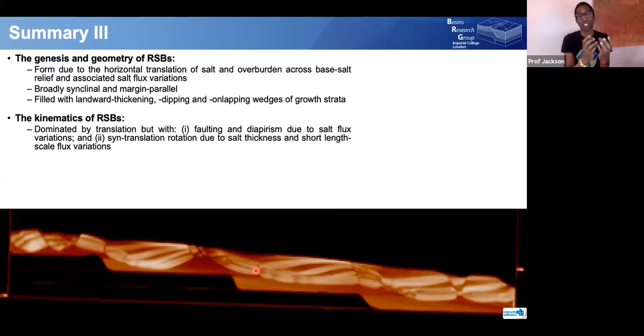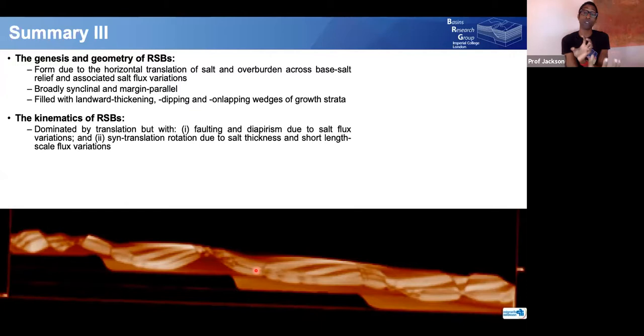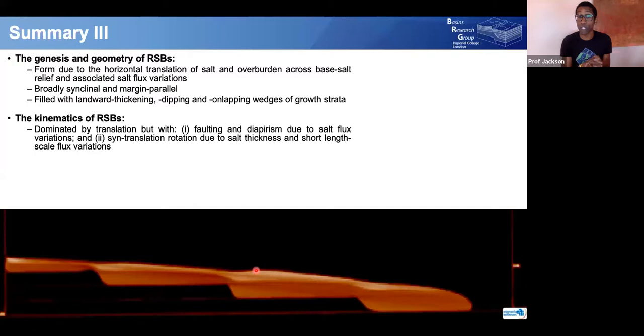can be over several tens of kilometers, but we also see much shorter length scale variations in rotations, again because some of these basalt highs are relatively short, so you actually can get quite strong twists at the end, and some of Tim Dooley's physical analog models really beautifully show those rotations of Ramp-Syncline basins, but also salt structures themselves.